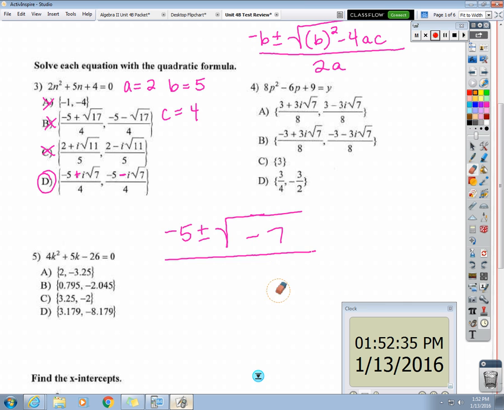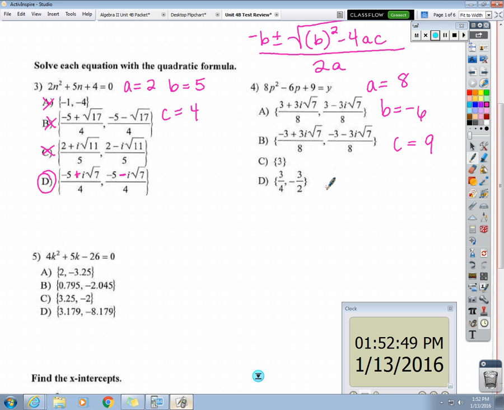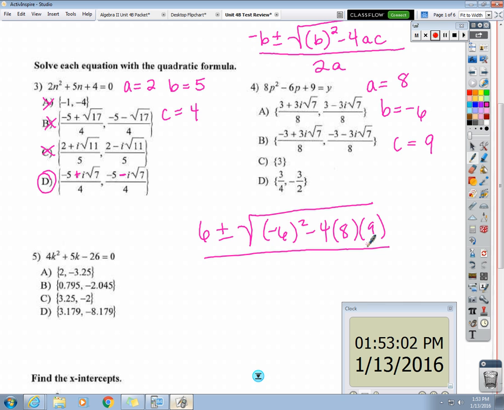Number 4 is the same type of problem. It tells you to use the quadratic formula. But to do that, we first have to identify a, b, and c. What's a? 8. What's b? And c? Now you tell me what it'll look like when plugged in. If the formula is negative b, where's the negative? It was already negative, so a negative 6 became a positive 6.